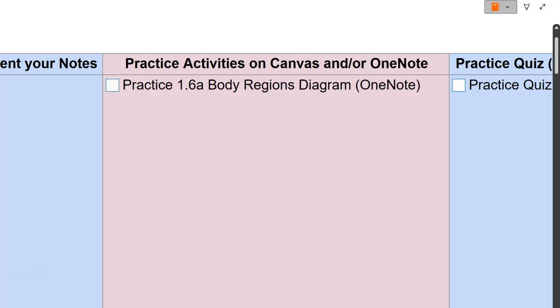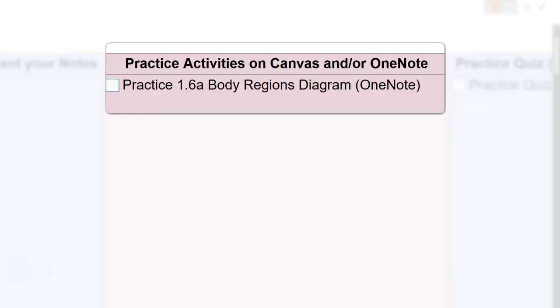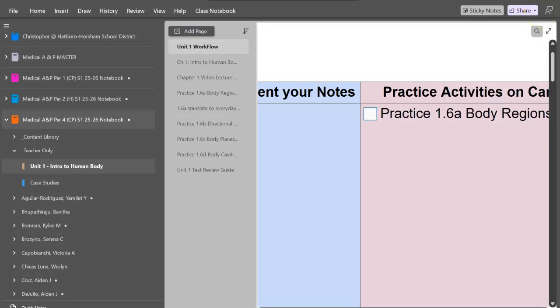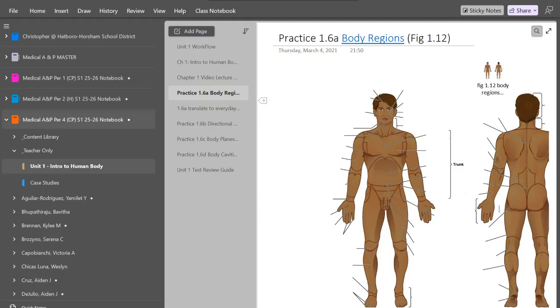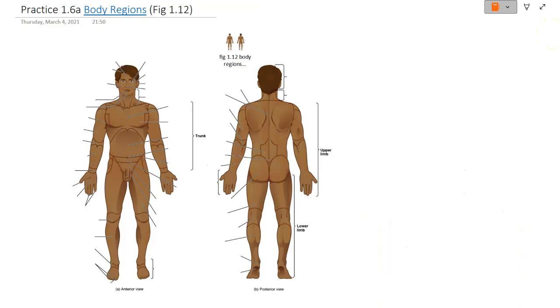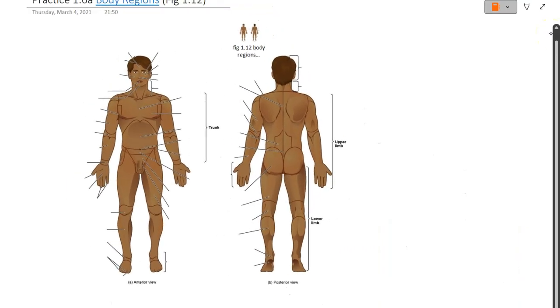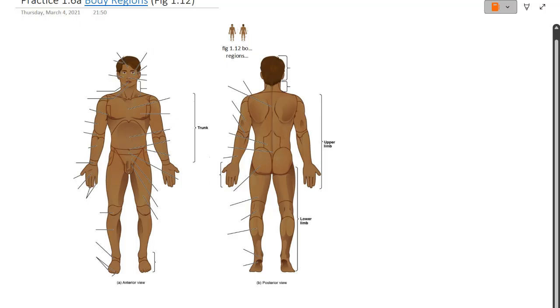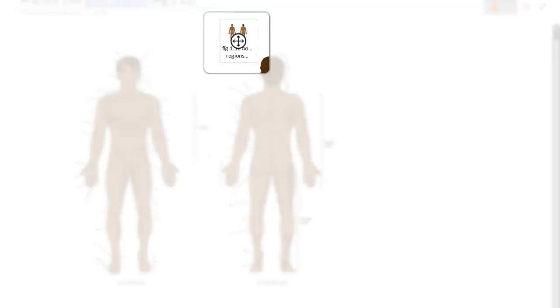Then there are practice activities in OneNote. 1.6a, body regions diagram. All right, so go back to OneNote over here, practice 1.6a, body regions diagram. It's a blank diagram. It's identical to the one in the textbook. Go ahead and fill it out using your stylus, or you can double click on that icon and print it out.